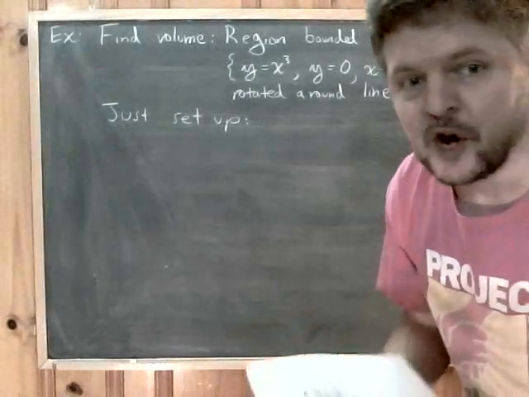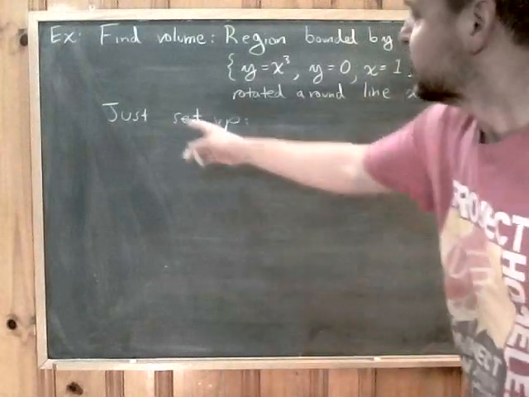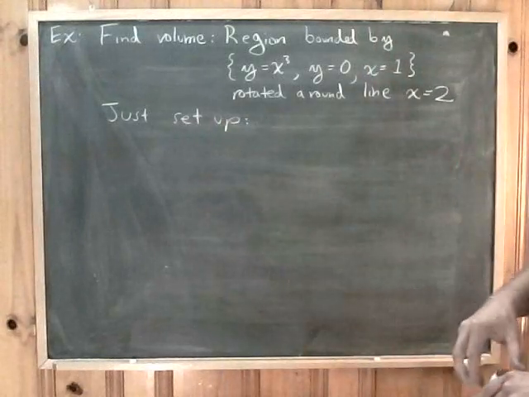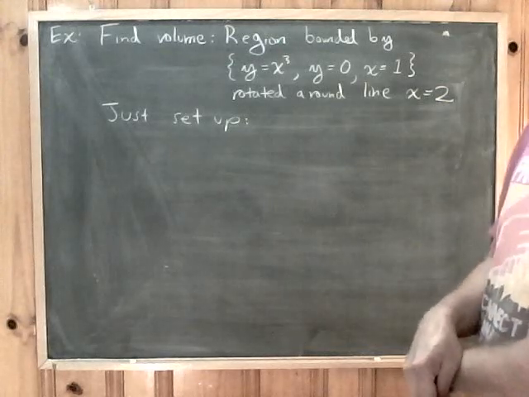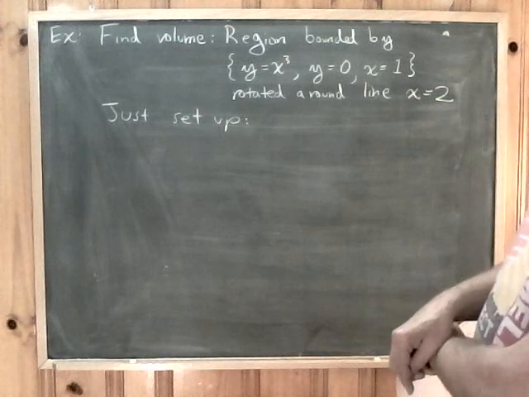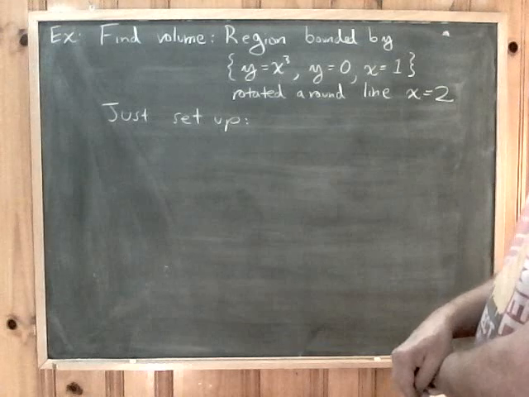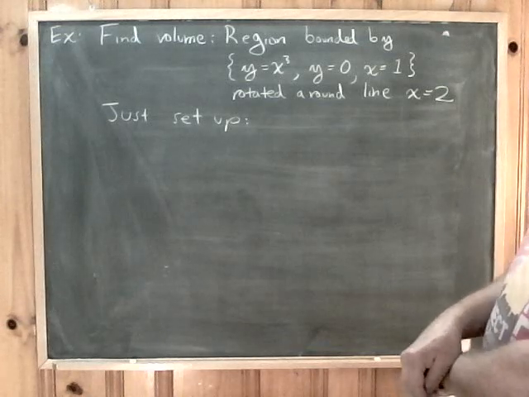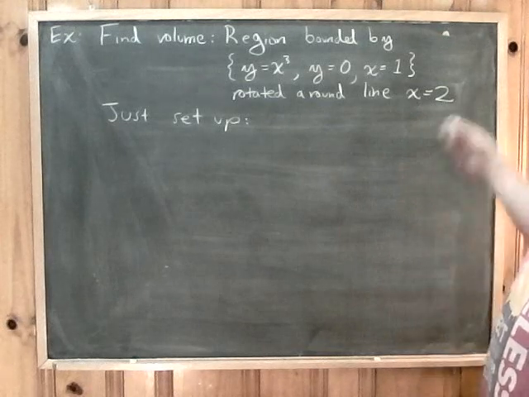All right, this one is another example, and it says just set up, which is like one of the quiz problems. It's also going to be a little bit more complicated than the quiz problem. On both quiz problems, we have rotating around the y or the x-axis, and I decided to do some examples where you rotate around something else, like around the line x equals 2 here.